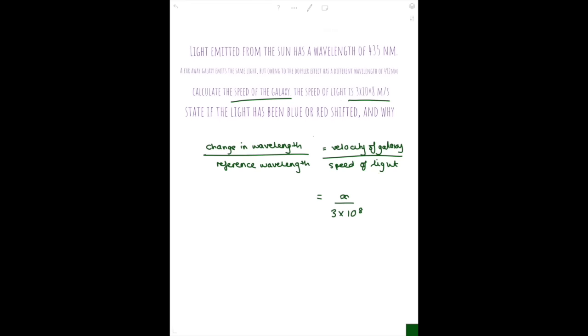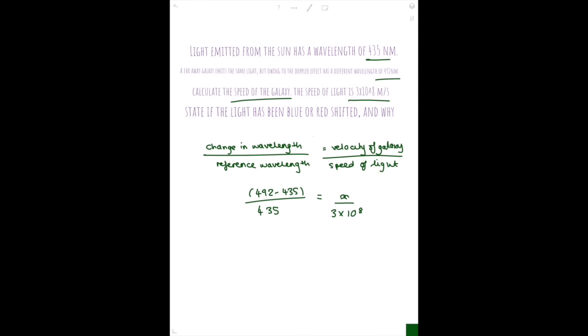Looking at the change in wavelength, well, this is the reference wavelength, this is the new wavelength, so change means the difference between those two numbers. So let's just write it in like this. We'll have to work that out separately. And then lastly, the reference wavelength, well, that will be the light emitted from the sun, is 435. So that's everything we need.